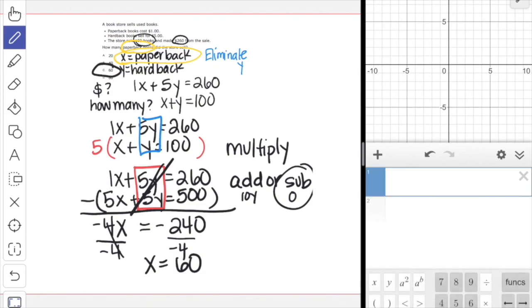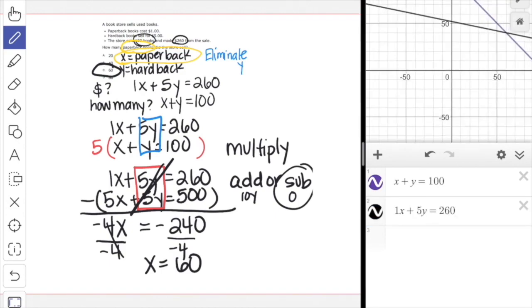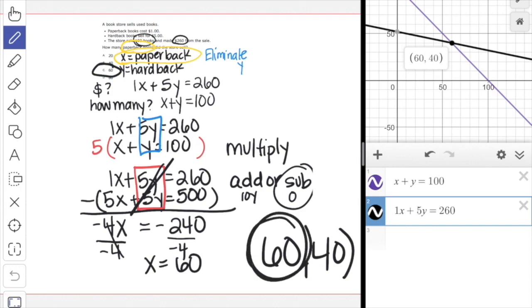Let's check that. Remember, we're solving for x, but we're going to put our equations in. So I have x plus y equals 100. And I have 1x plus 5y equals 260. All right, so we're going to find that intersection, and we got our answer is 60 and 40. And we were solving for x, which that is the correct answer.